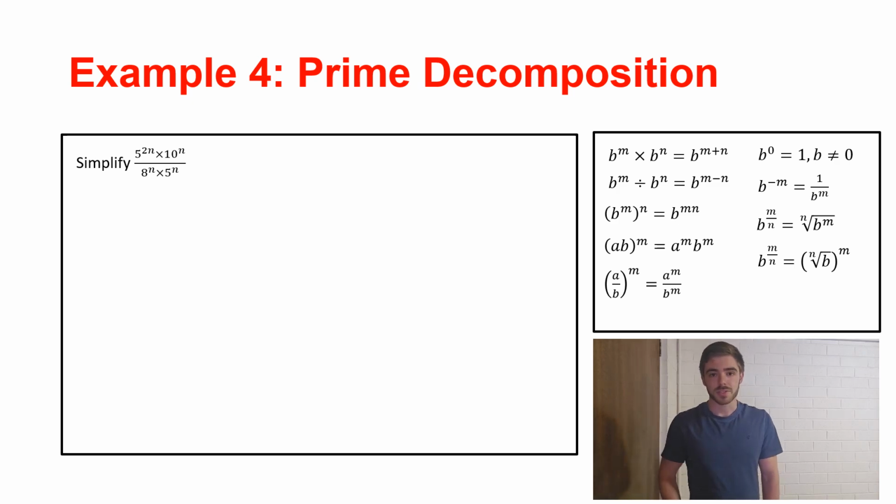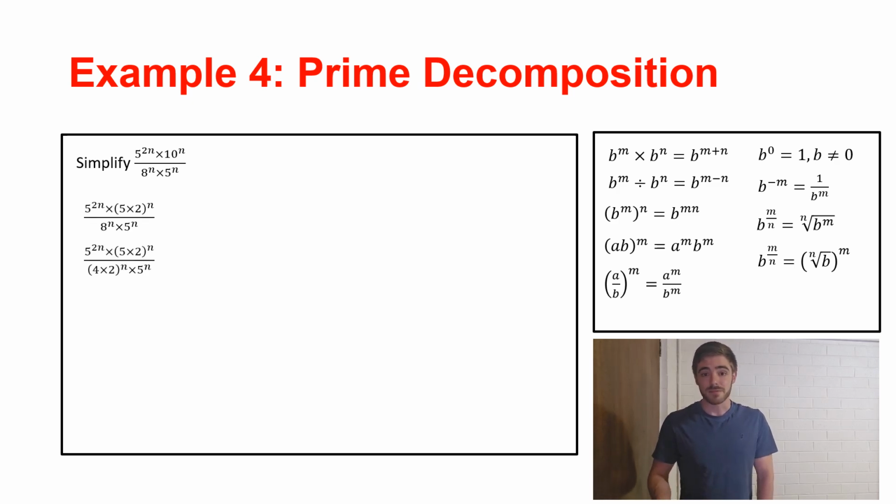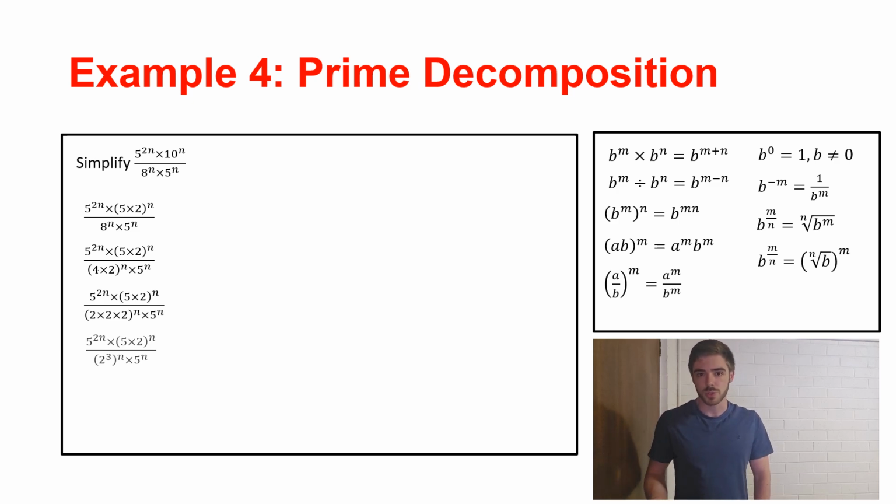Our main trouble in this circumstance is that the index laws only work if you have the same base, which works fine for the 5, but what about the 10 and the 8? They're kind of just hanging there. Prime decomposition means breaking down the bases into their prime factors. For example, 10 can be broken down into 5 by 2, and 8 can be broken down into 4 by 2, or even further, down to 2 by 2 by 2, which is the same thing as just 2 cubed.